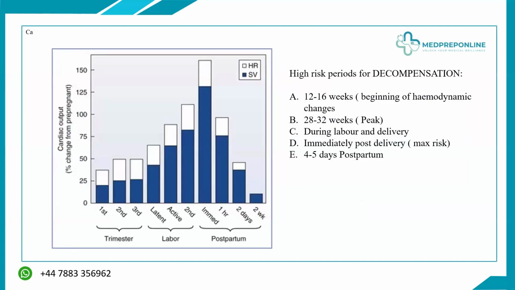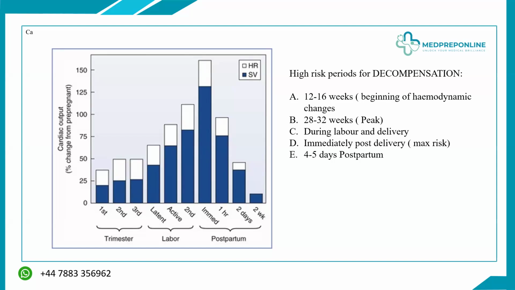Now we saw that the cardiac output starts rising. Because you have to increase the blood flow to the growing fetus as well as the placenta, the demands of the body increase and the blood volume increases, right? As the blood volume increases, we can see the cardiac output is also increasing because of the stroke volume as well as the heart rate.